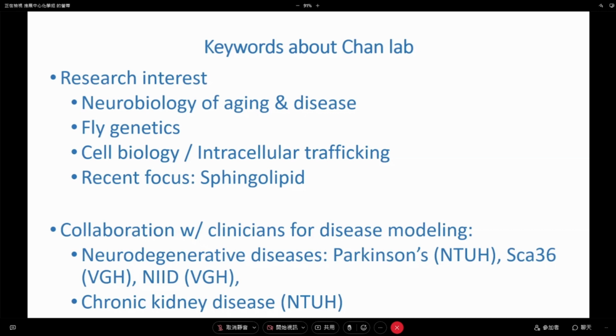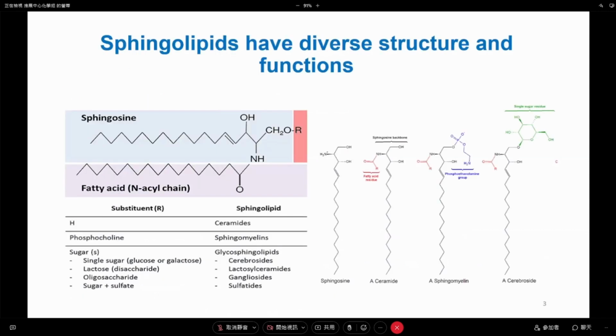I'm a fly geneticist. I'm interested in cell biology and specifically intracellular trafficking. My recent focus is on sphingolipid. And besides those cell biological studies, I also collaborate with people from the clinical side, including studies on neurodegenerative diseases such as Parkinson's in National Taiwan University Hospital and some rare disease in the very good hospital, Veterans General Hospital. And so today I'm going to talk about sphingolipids.